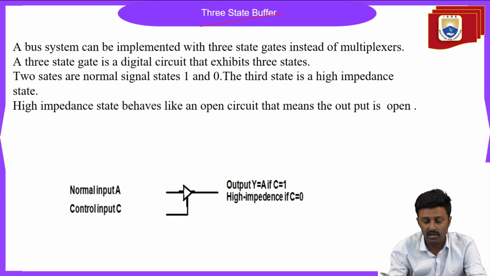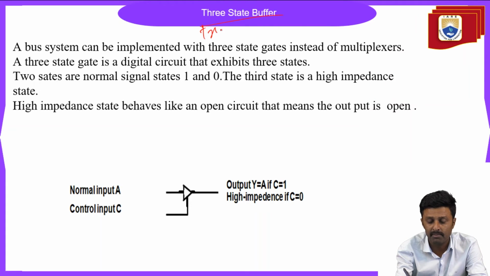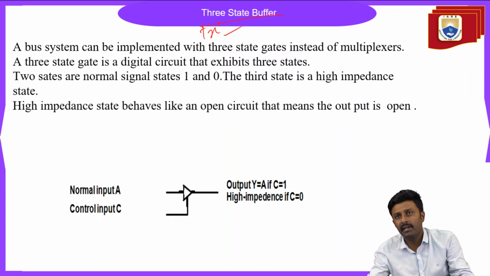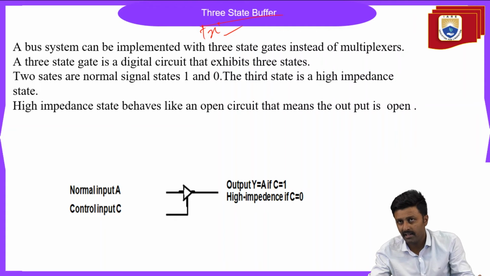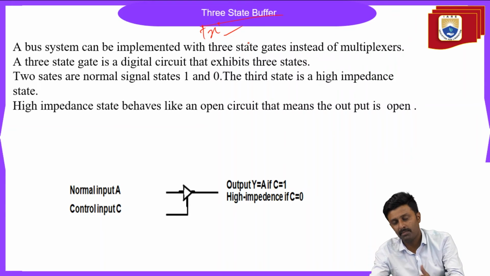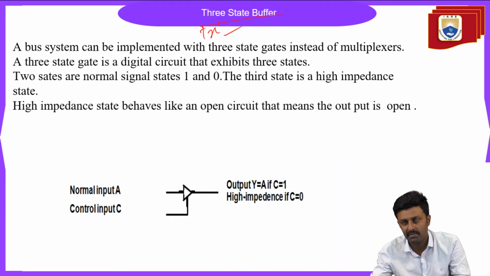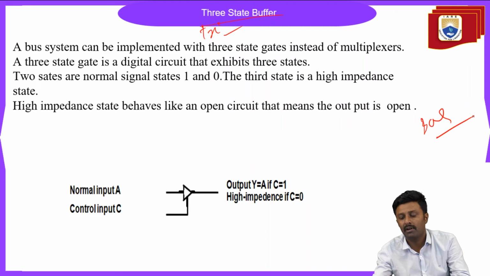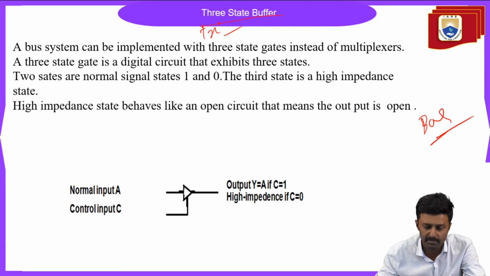That is, it is also called a tri-state buffer or 3-state buffer. So a bus can be implemented with the help of a 3-state buffer instead of using multiple. In the previous slide we have seen that the bus is implemented with the help of a multiplexer. We can implement the bus with the help of a tri-state buffer also.